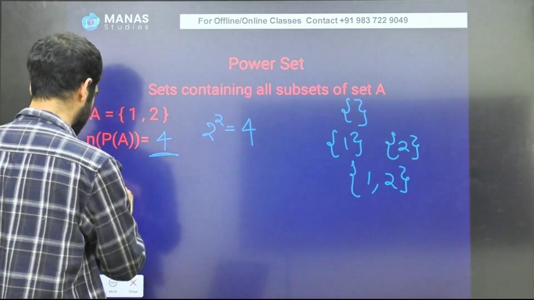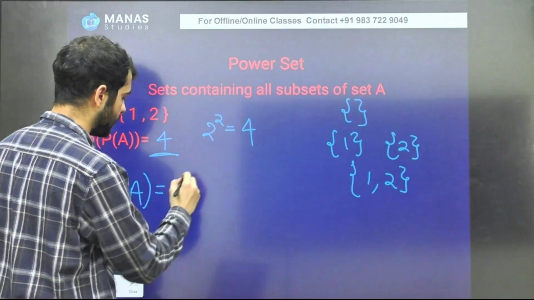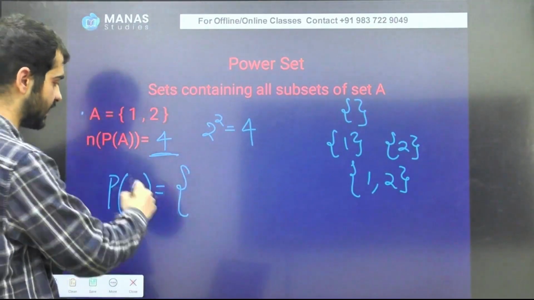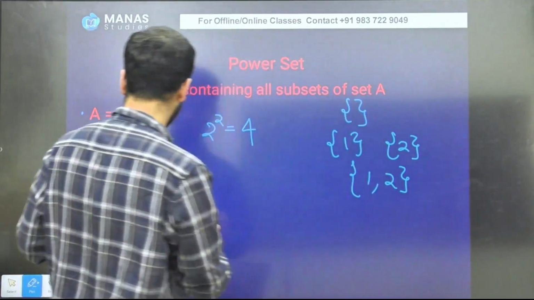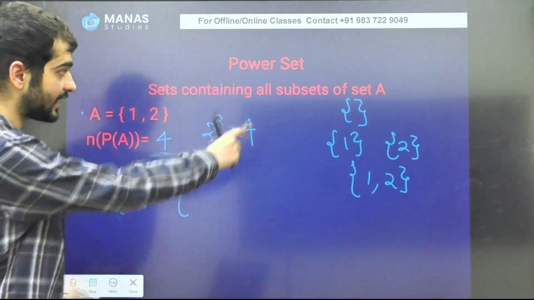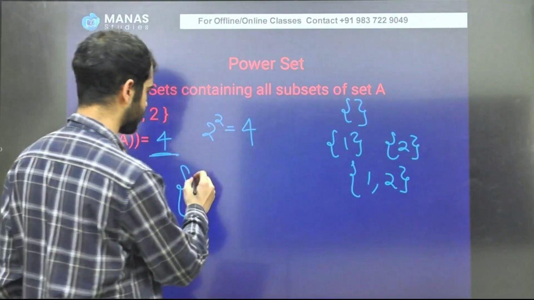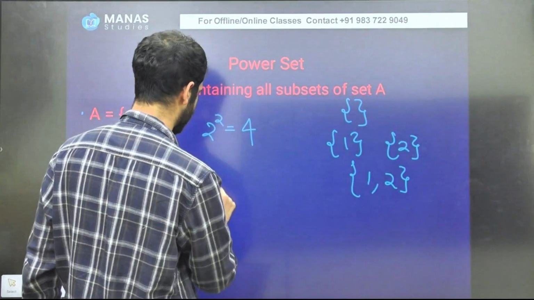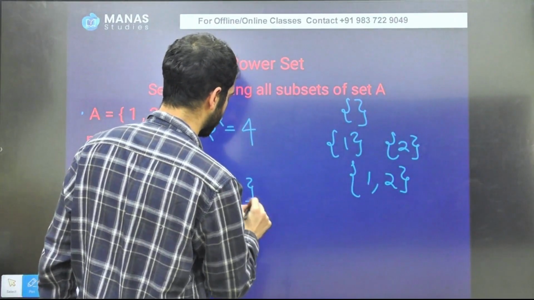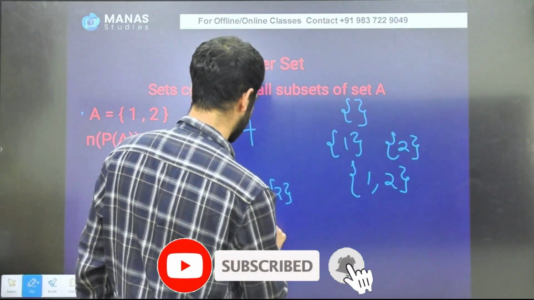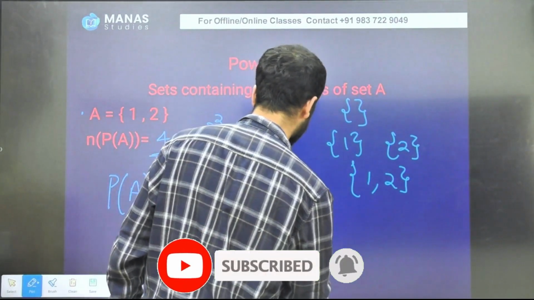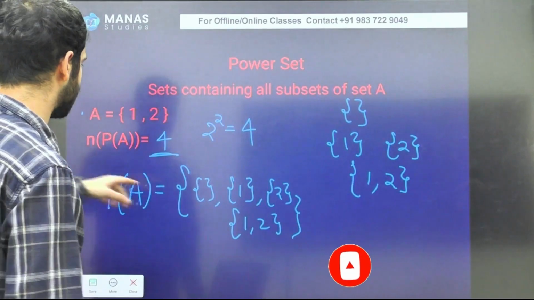Now let's write what the power set would look like. The power set of the set A would include all these but as elements. Now over here they are sets. But when I'm going to write the power set, each set becomes an element of that power set. So we are going to write them as an empty set, set containing 1, set containing 2, set containing 1 and 2. So now this is the power set of A. It has 4 elements.